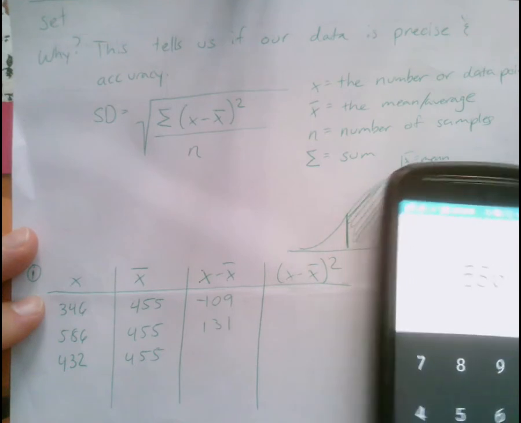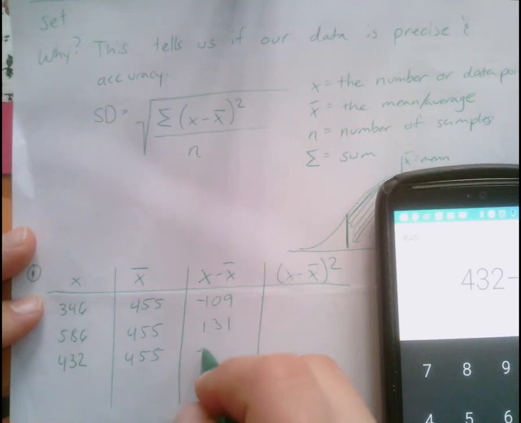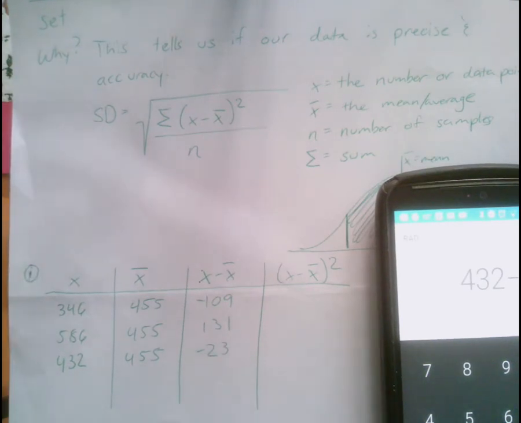131. And then clear that. 432 minus 455, negative 23. So our next step is to square that number, and squaring that number actually will get rid of any negatives. Okay, so we're going to take, you could write negative if you want, negative 109, but I know that the negative is going to be gotten rid of anyway, so 109 times 109.